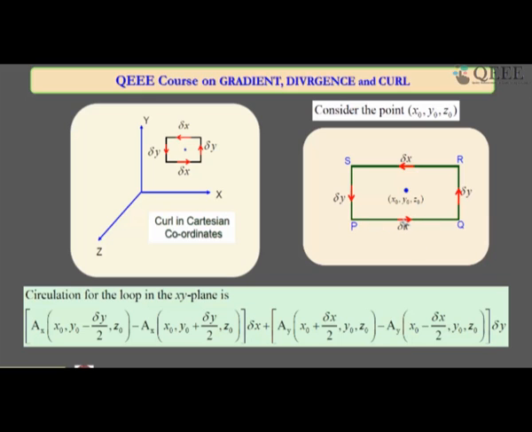These are all small distances, remember, that is why we can write like this. Why this delta y by 2? Because Ax is not the same everywhere. In general, Ax, Ay, Az, everything depends upon x, y, z. So Ax a little below and a little above are different, and then into delta x, then Ay into delta y, that is how we calculate. So what are we calculating? A dot dl.